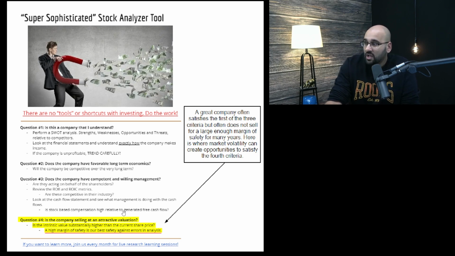And so, I think a great company will often satisfy the first 3 questions. And here's generally where I struggle with buying securities: it often does not sell for a large enough margin of safety for many, many years. And here's where market volatility can create opportunities to satisfy this criterion. So I'm always on the lookout because ultimately, a high margin of safety is our best way to save ourselves against errors in our analysis.